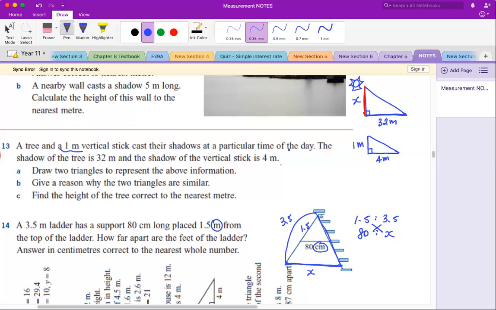X is matching with 1. Yeah, correct. So X is matching with 1. That's the first one. And then? 32 to 4. Yeah, 32 to 4. And then cross multiply. And then 4x equals 32. Yep. And then you divide it and it equals 8. Yep, that's it. So 8 meters.